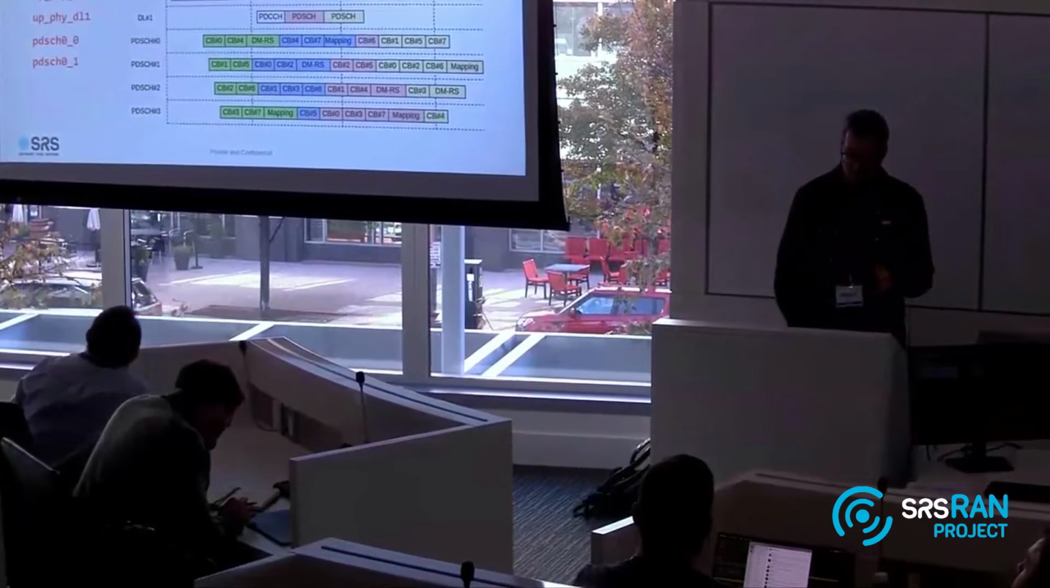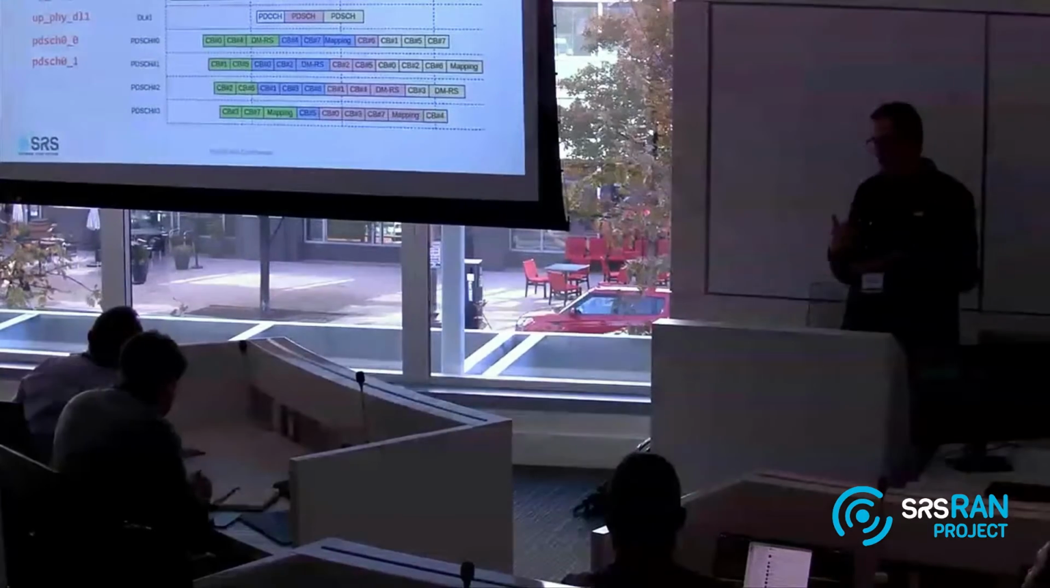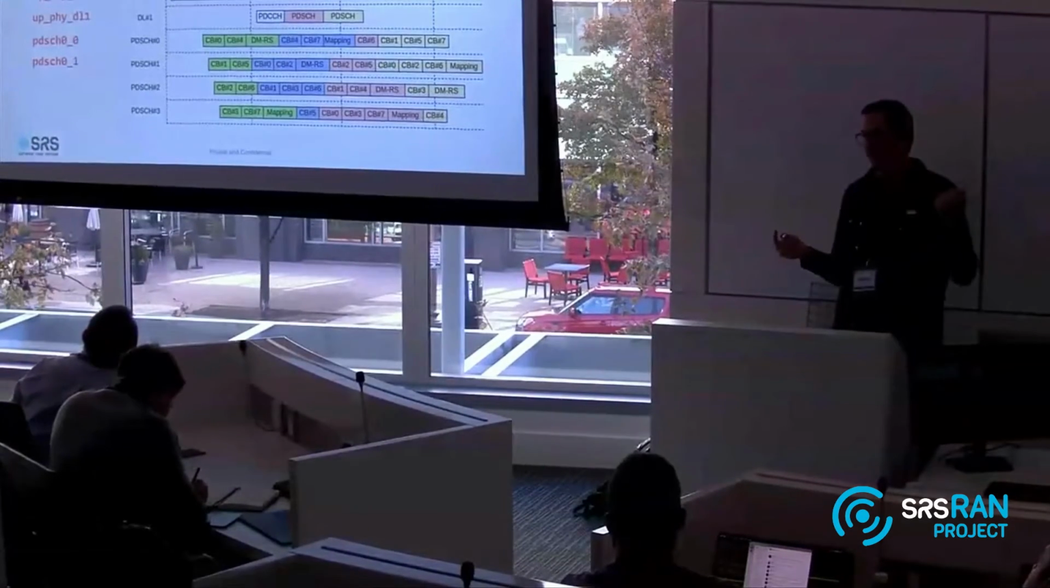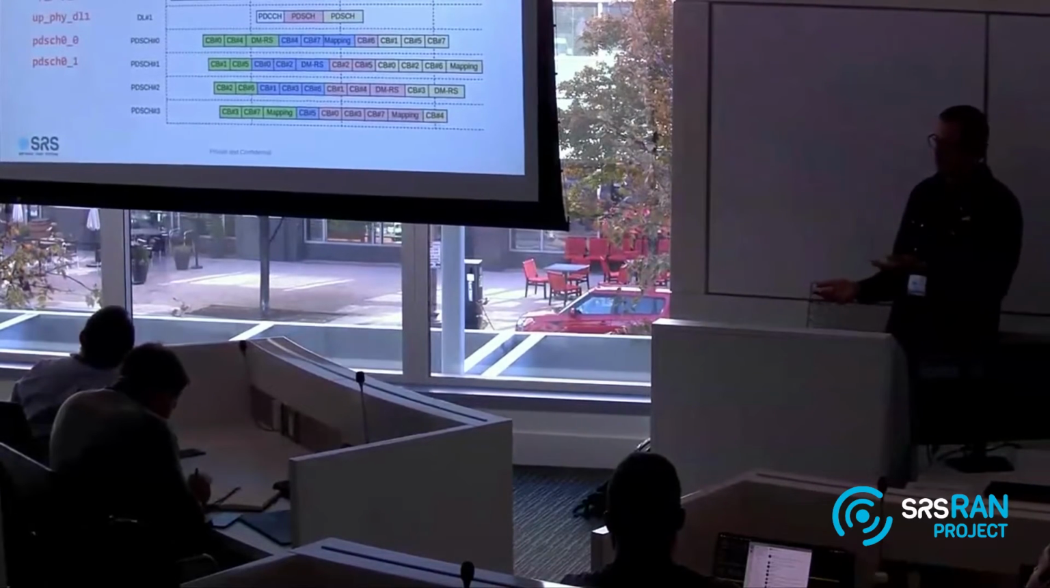The pipeline length, we call it max proc delay in the config file, and it's a parameter that you can configure. And that determines how early, so this is a value that the scheduler needs to take into account to know how early it needs to send the data to the PHY.